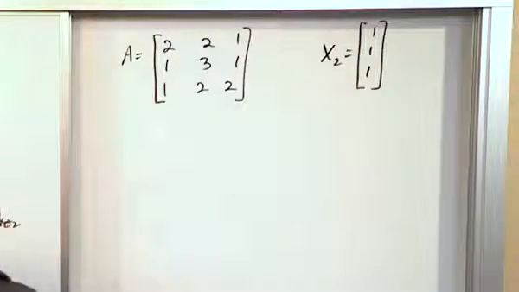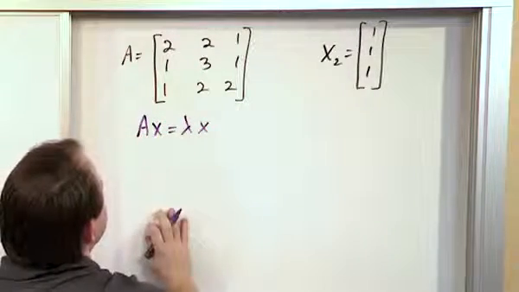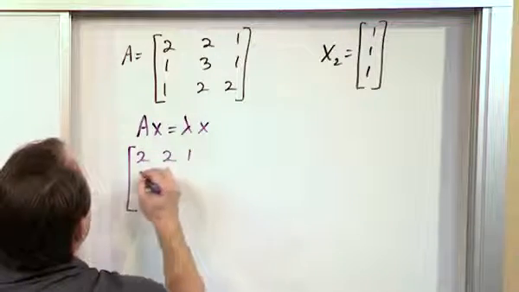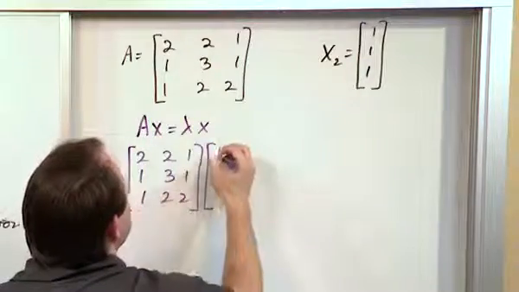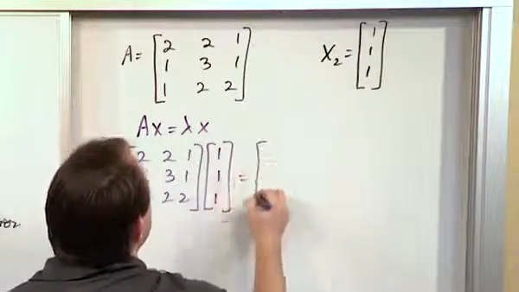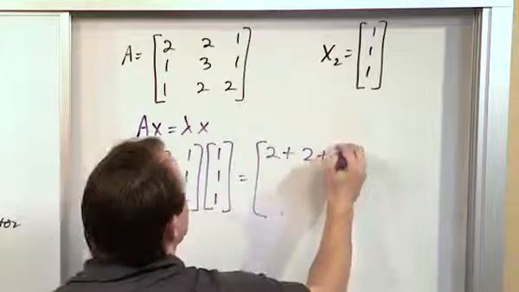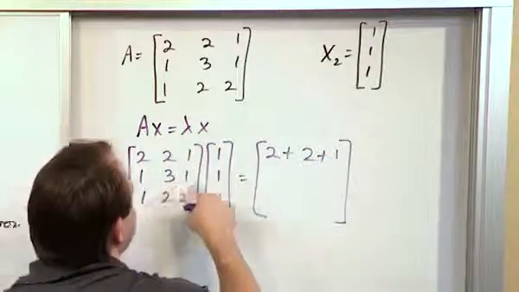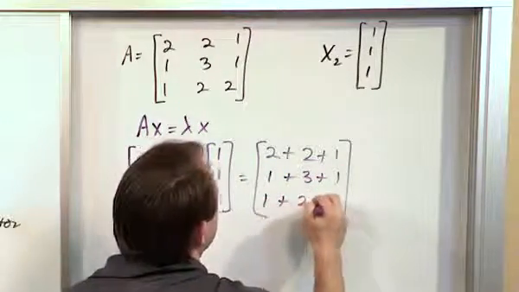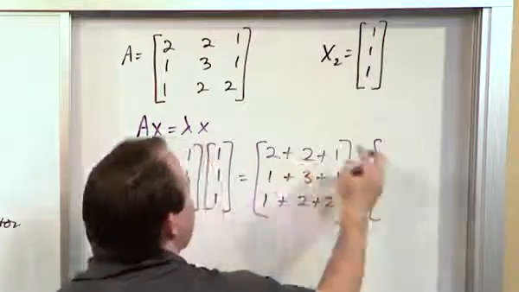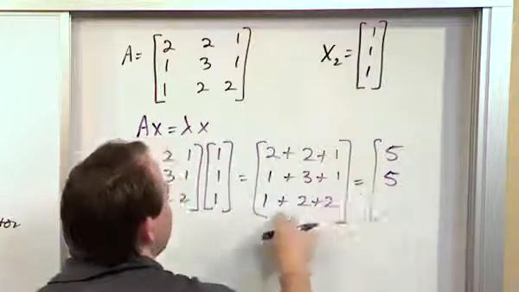Okay, how do we figure that out? We run it through the eigenvalue problem. Ax equals lambda x. The matrix we have is [2, 2, 1; 1, 3, 1; 1, 2, 2]. We're testing it by multiplying it by the potential eigenvector. And what do we get? Well, we're going to have 2 plus 2 plus 1. It's pretty easy to multiply when you do this. It's going to be 1, 3, 1. And then this across and down is 1, 2, 2. And so at the end of the day, I'm going to have 5. This is going to be 5 as well. And then I'm going to have 5 here.